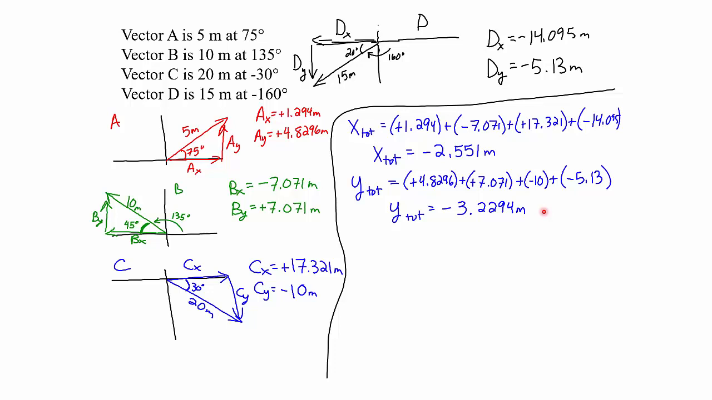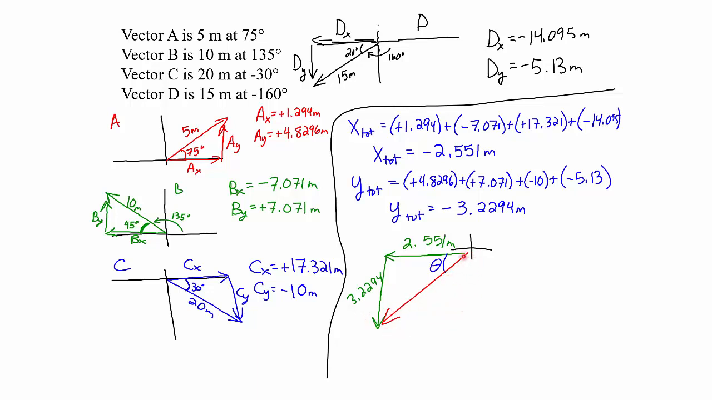So if I have components, the way that I find magnitude and direction is I sketch those components out. My x component is negative, so it's going to point to the left. My y component is negative, so it's going to point down. So when I sketch those components out, I have 2.551 meters to the left and 3.2294 meters down. That means that my resultant vector is this red vector here pointing down into the third quadrant. It's pointing left and downward.